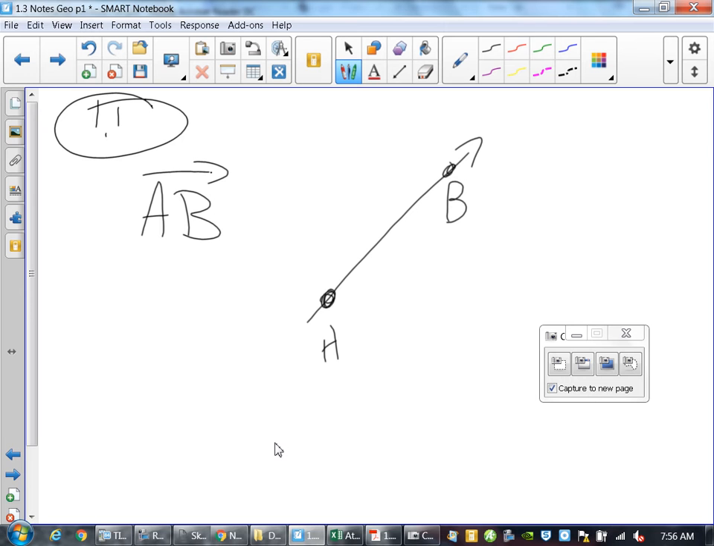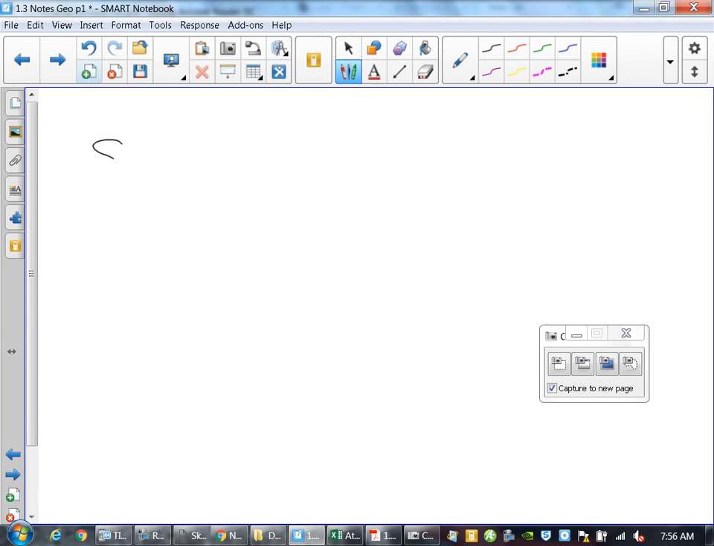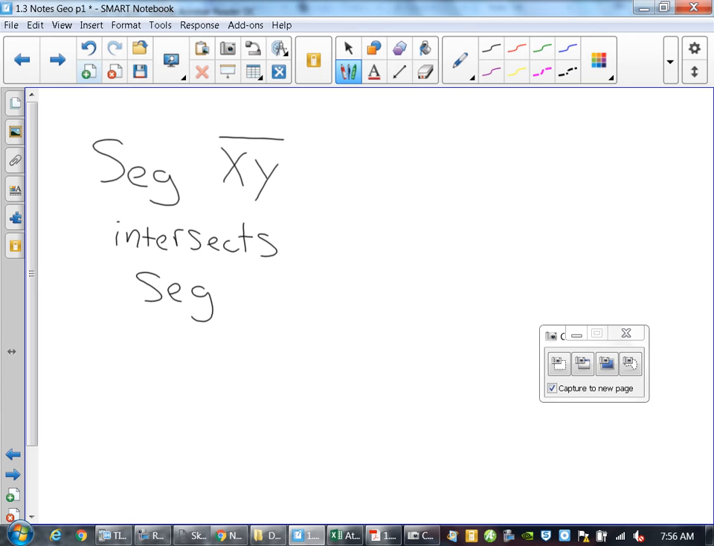All right. Now, what if you had to say that you had segment XY intersects segment CD at point D? How would you draw that?